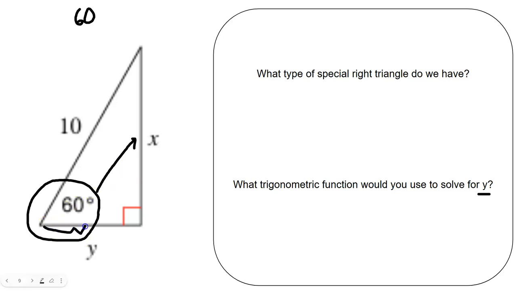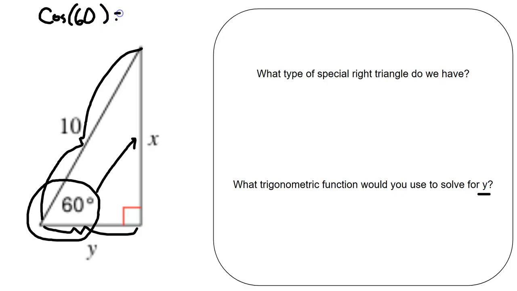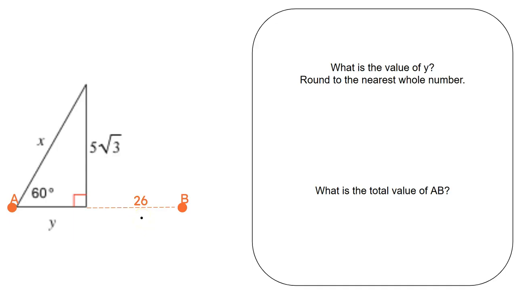Notice I do have the adjacent side right here, and I also have the hypotenuse right here. Now, tangent is opposite over adjacent, and I don't have either one of those. So in this case, if they ask me what trigonometric function I'm going to use, I'm going to use cosine. And that would give me cosine 60 equals y over 10.